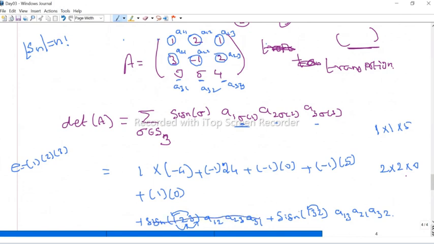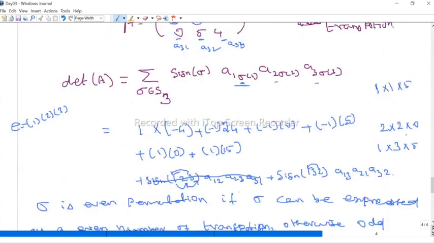Now the final one is sign of 1 3 2, which is an even permutation. Therefore the sign is 1, and then the value of A13 is 1, into A21, which is 3, into A32, which is 5. Therefore 15. So now just to simplify, you will get the determinant.